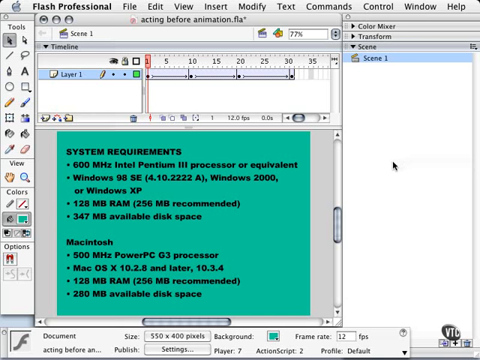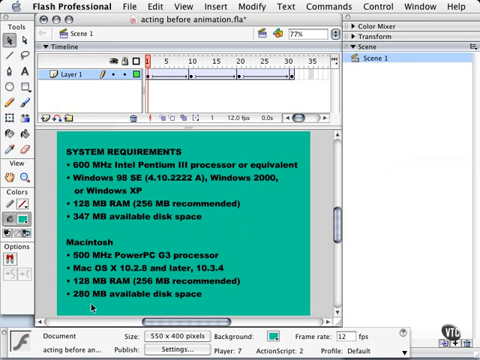Macromedia requires that you have at least a 600 MHz Intel Pentium 3 processor, 128 megabytes of RAM, although you see here that 256 are required or recommended. And you need to have this much disk space available, 347 megabytes minimum. On a Macintosh, you need to have a 500 megahertz PowerPC G3 processor as a minimum spec and use OS 10.28 or later. As in the Windows requirements, 256 megabytes of RAM are recommended, and you need to have a minimum of 280 megabytes of space.